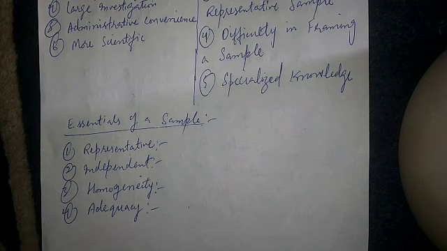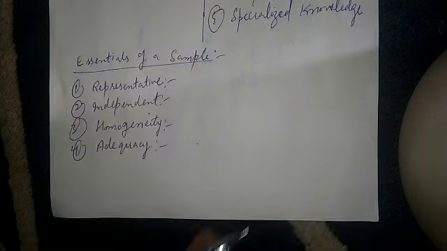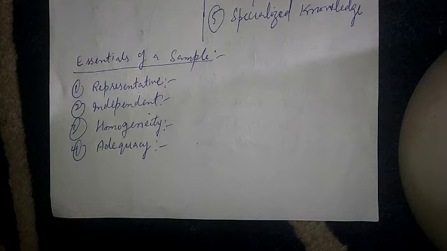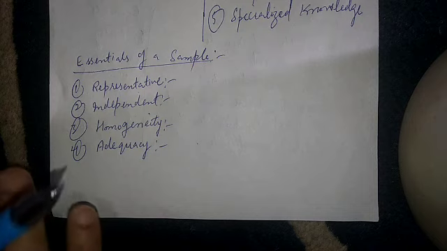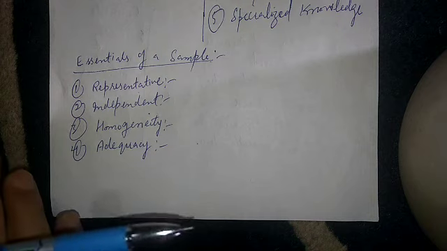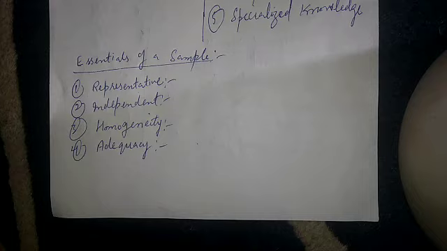Now, the fourth one is adequacy. The number of items in the sample should be fairly adequate so that reliable conclusions are drawn covering the characteristics of the universe as a whole.